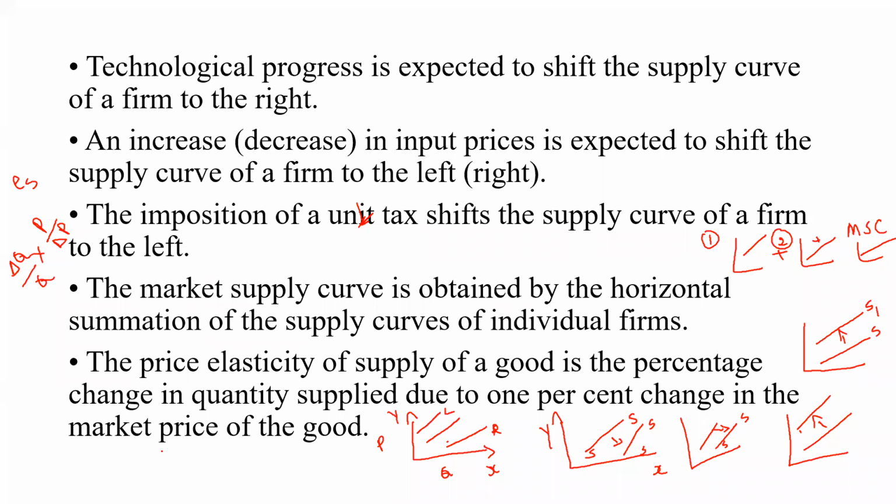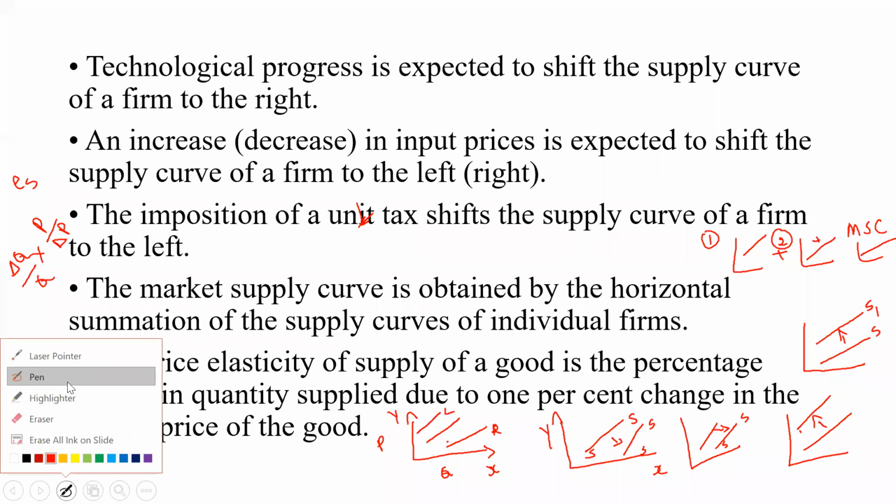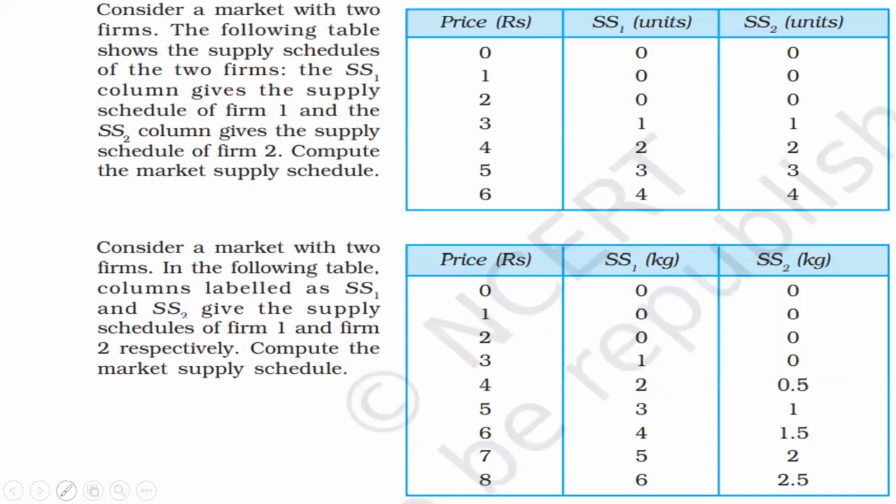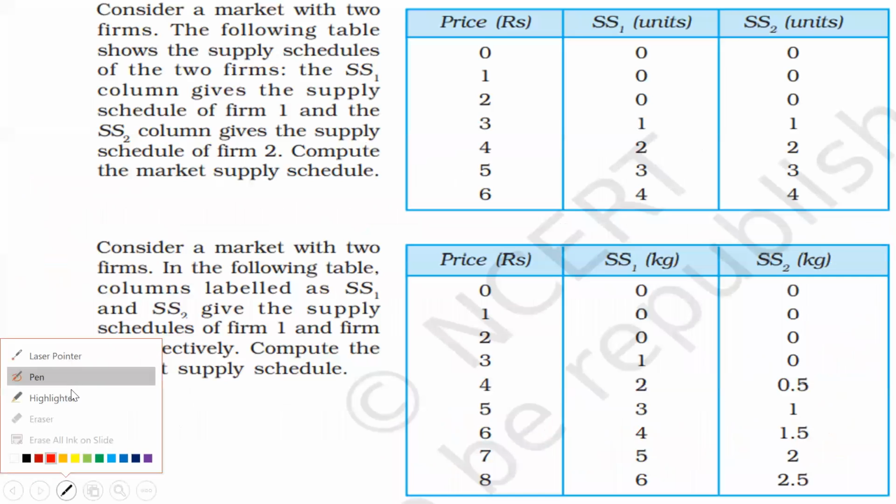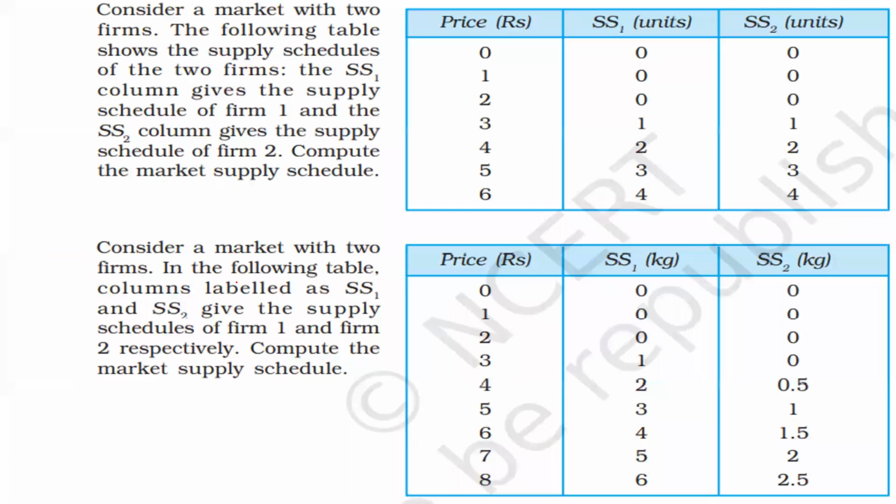So let me give some homework questions for you students. This is the homework question for you all. Here they are given the price and supply curve of two firms, SS1 is one firm and SS2 is another firm. Consider a market with two firms, here one is SS1 and the other is SS2. Take a screenshot and later you can solve this question.